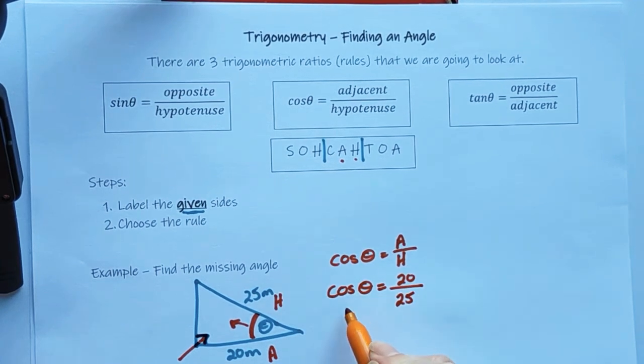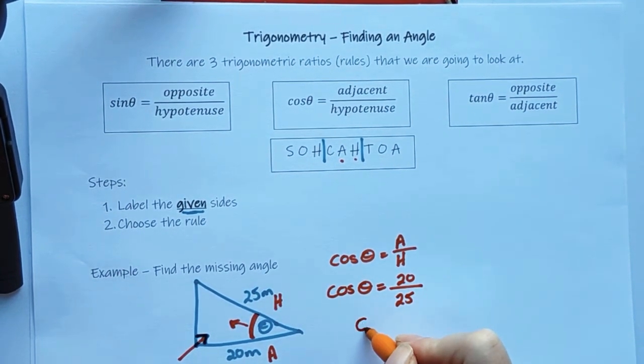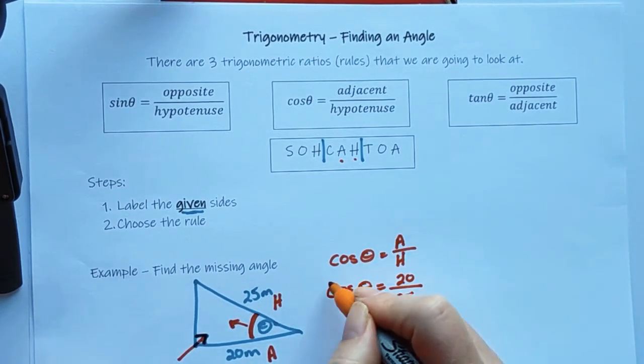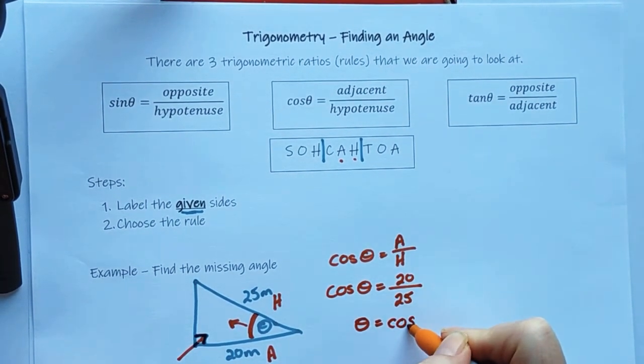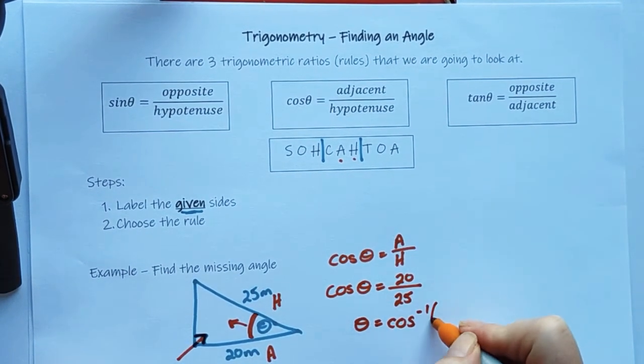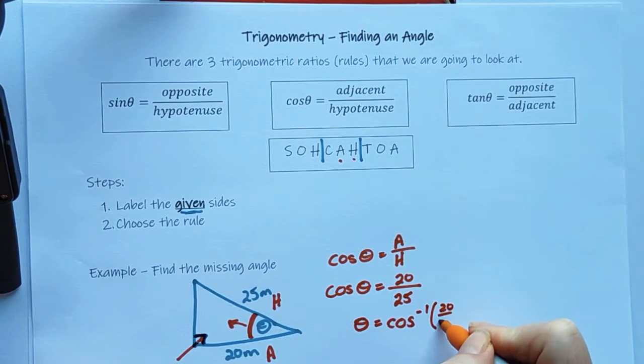Now we don't want to find cos theta, we just want theta. So like when we do any other equation, we need to get rid of this cos. So we're going to put it on the other side of the equal sign and we're going to turn it into a cos minus 1. And we've got 20 over 25.